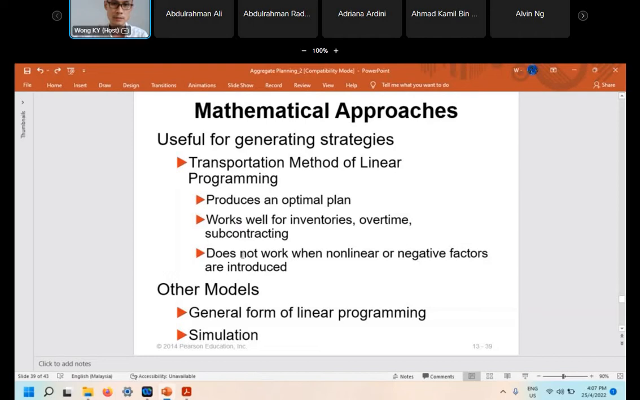The problem is this method does not work well when there are non-linear factors or negative factors. Normally all mathematical procedures will be difficult when there are negative factors or non-linear factors. Therefore, this transportation method is only part of linear programming. It only works well when we have a linear mathematical model, not a non-linear one. In fact, you won't see the mathematical model in this course. You will only see it if you take the subject Operation Research.